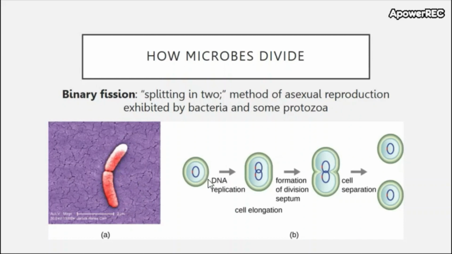So you need to have replication of different components of the cell, like DNA replication. Then you have a cell elongation, so this coccus becomes more ovoid in shape. From then on, the cell is triggered into start making two different cells, and you get this formation of a division septum. So this right here is the inward building of the cell membrane and cell wall. And eventually, when this process is complete, you can have cell separation into two different cells.